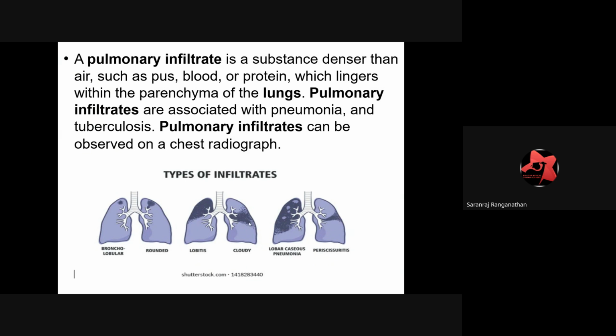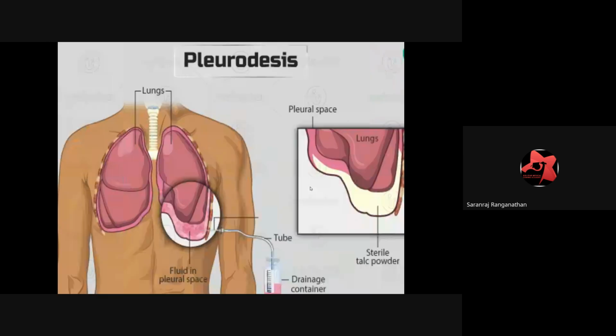If it is cloudy, this one is a cloudy infiltrate. Then lobar pneumonia, in that case also it will affect like this. Then peribronchitis. Peribronchitis means a particular bronchus will be affected. Those are all the types of infiltrate.